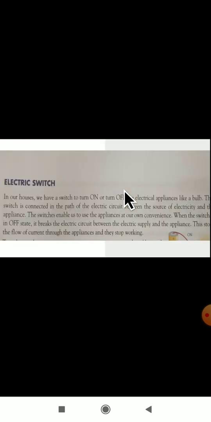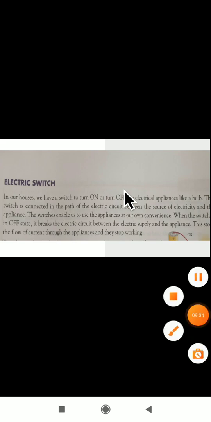Next concept here is the electric switch. Everyone knows about electric switches. We have a switch to turn on or turn off electrical appliances, like a bulb. If you want to put on the bulb, then you switch on the button. If you want to turn off the bulb, then what will you do? You will just switch off the bulb here.